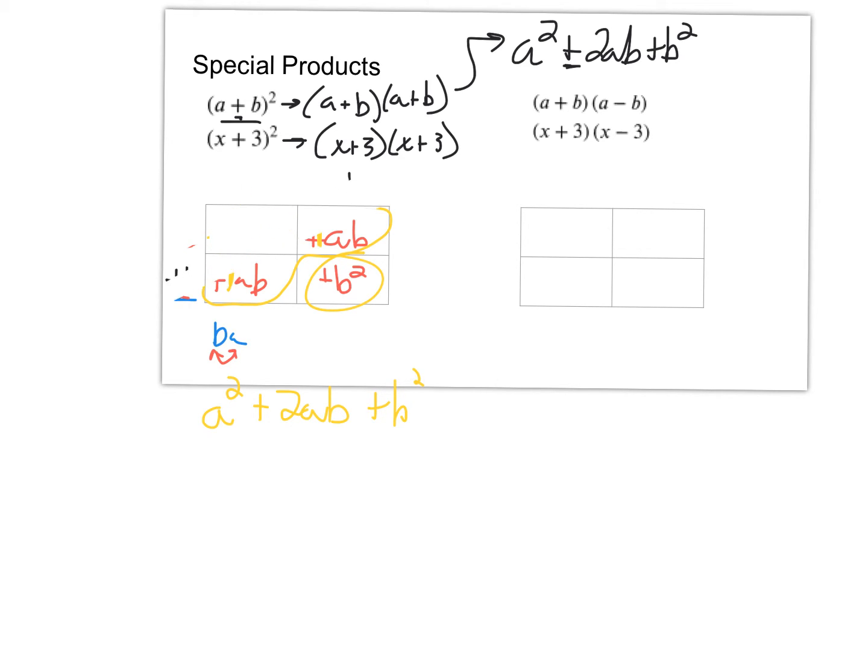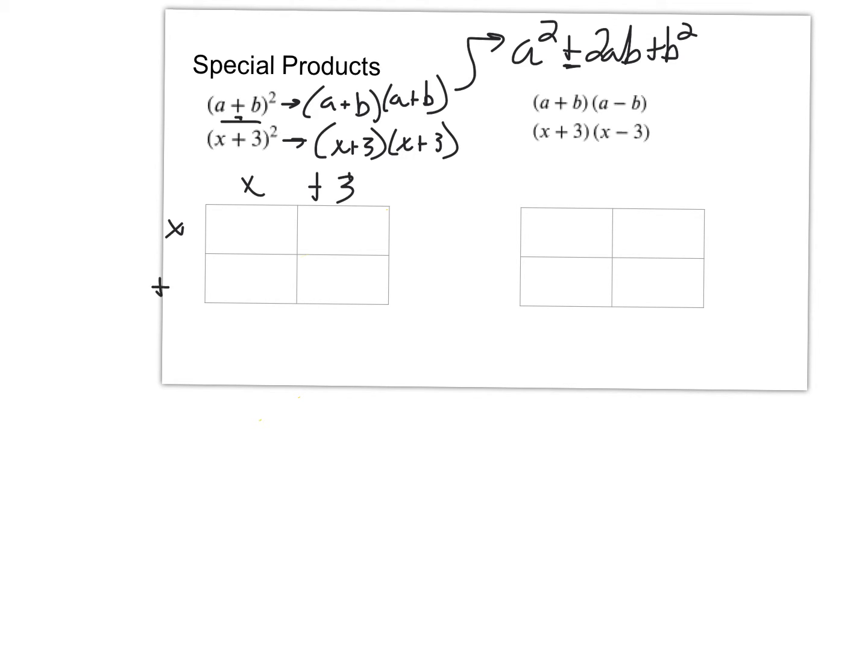Okay, so let's do our example problem. So we get rid of all that. Okay, so let's do this up. So we're going to do x plus 3, x plus 3. Okay, so let's multiply. X times x, x squared. X times 3 is 3x. 3 times x is 3x. And 3 times 3 is 9. So now if I add this together, okay, x squared is x squared.